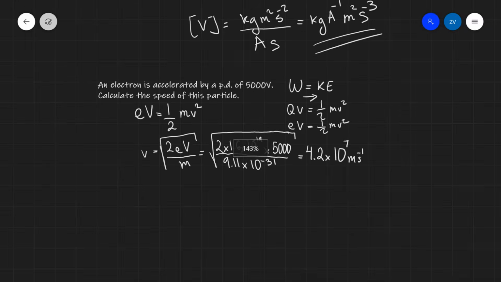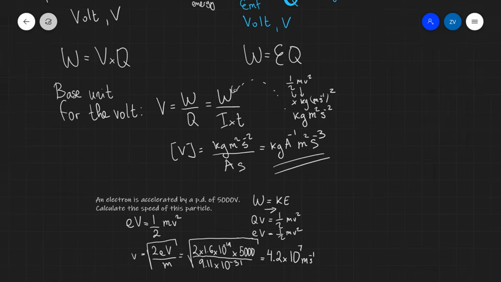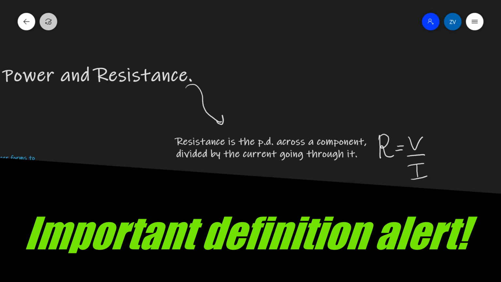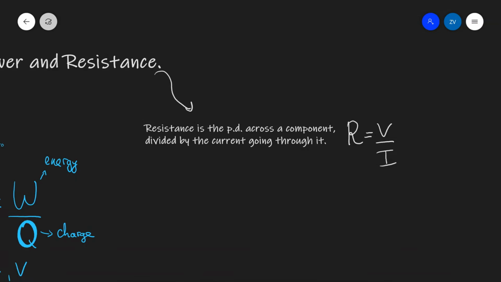Okay guys, we've actually revised the vast majority of the energy portion of this part of the specification. Now let's have a look at resistance next. Starting off with the very important definition that resistance is the potential difference across a component divided by the current going through it. R is equal to V divided by I. In this equation, R is the resistance, and this is measured in the units of ohms, like so.